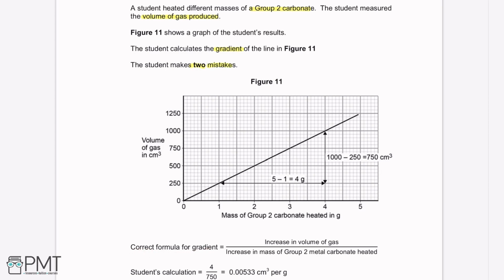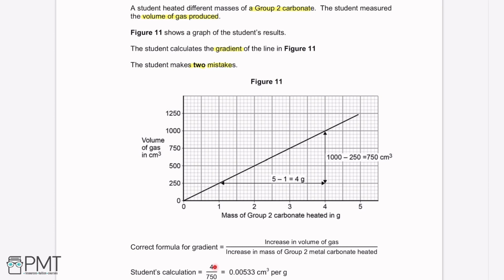So the correct formula for the gradient is the increase in volume of gas divided by the increase in the mass of group 2 metal carbonate heated, which is right because we know that gradient is rise over run. So rise is what's on the y-axis divided by run, which is what's on the x-axis. So let's have a look at the student's calculation then.